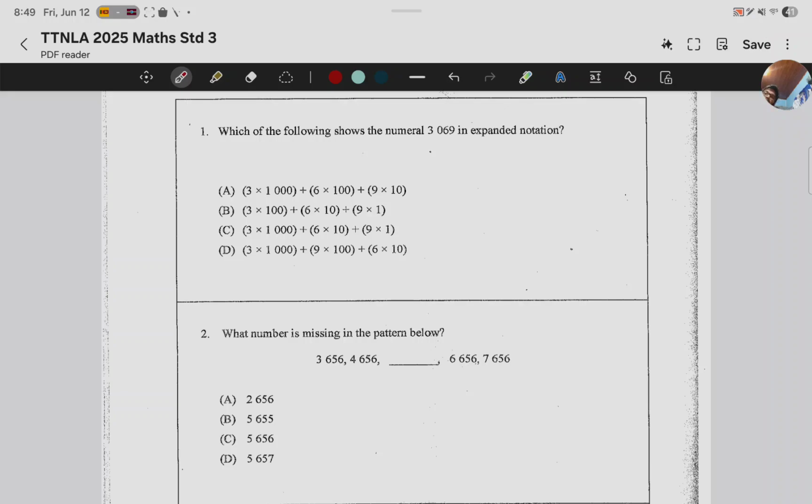Alright, so we're going to look at the 2025 National Test, the Standard 3 test paper, the math. Alright, so let's jump right into it.